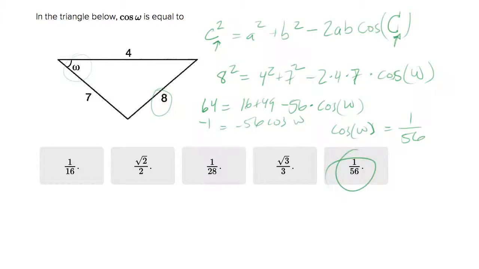So memorize that law of cosines. You also need to know the law of sines, by the way. So look up both of those if you don't know them. This is the law of cosines right up here.